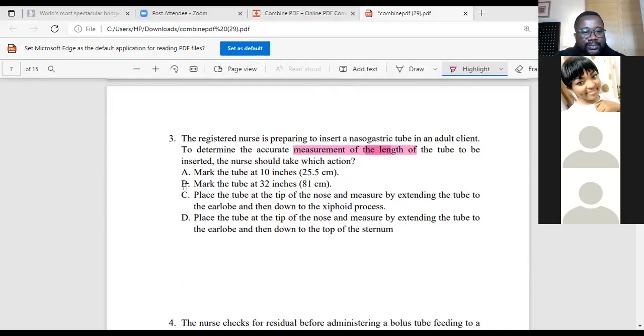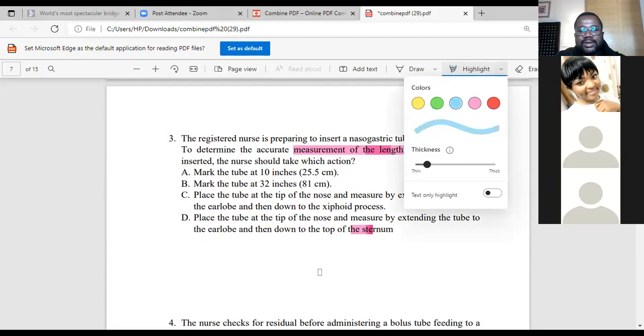Let's go. Mark the tube now. Place the tube at the tip of the nose, measured by extending the tube to the earlobe and down to the xiphoid process. Okay. This one says place the tube at the tip of the nose, measure by extending the tube to the earlobe and down to the top of the sternum. Sternum? No. So the answer is C.